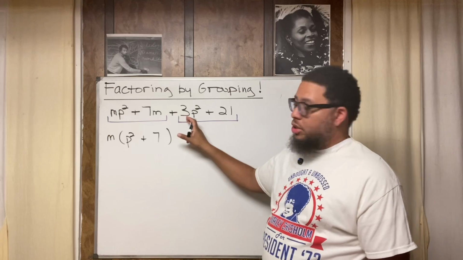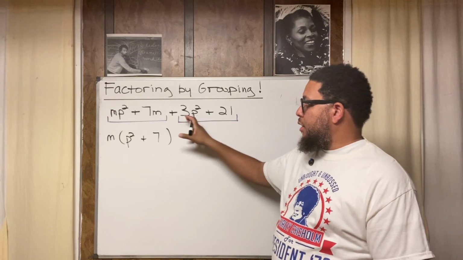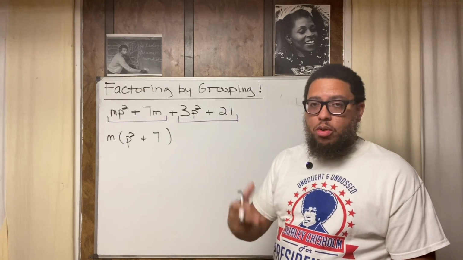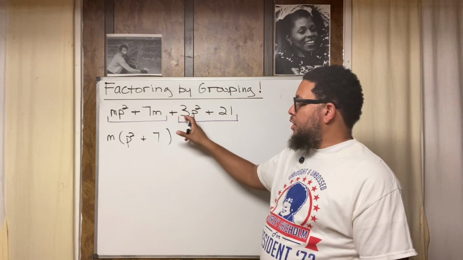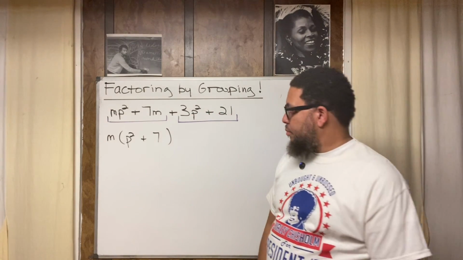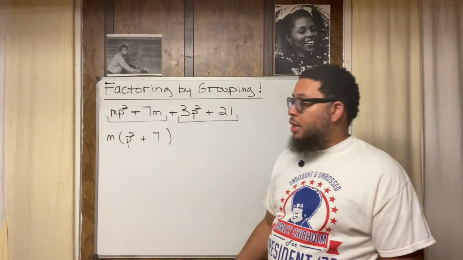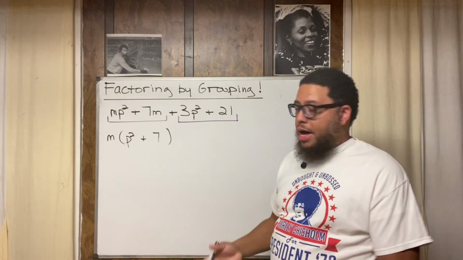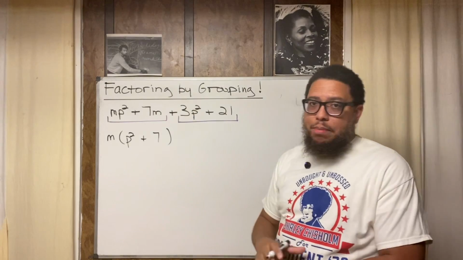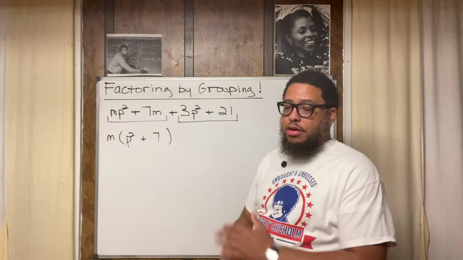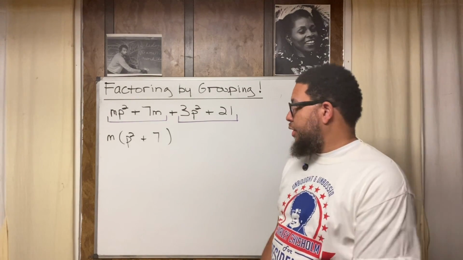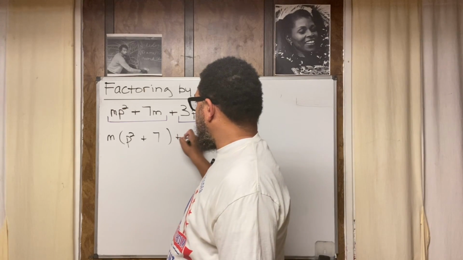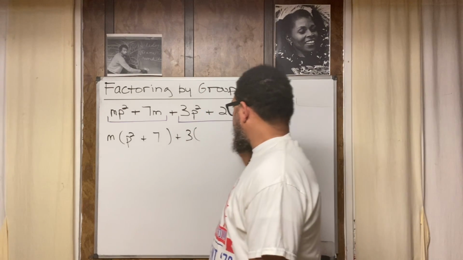So let's say 3 is a coefficient and 21 is a constant. You still can compare coefficients and constants. The GCF of 3 and 21 is 3. P squared isn't common because 21, this term, does not have a P term in it. So P is not common. Therefore P squared or P is not part of the GCF. The GCF is just 3. So we're going to write plus 3 with parentheses.